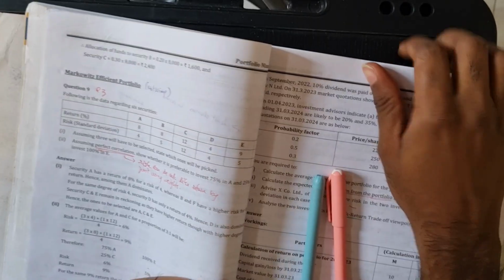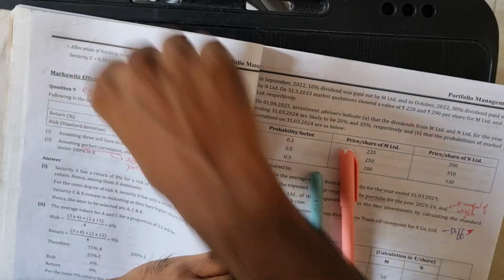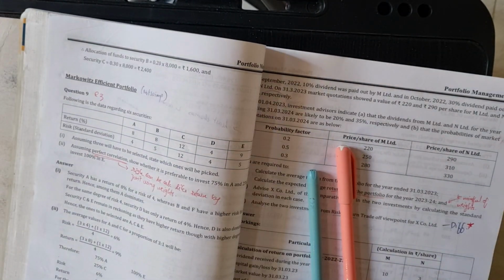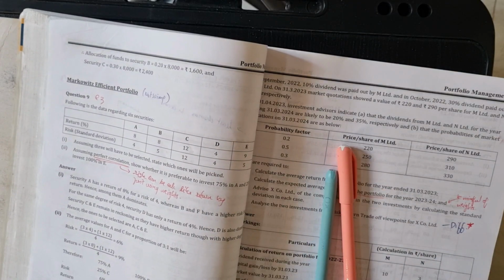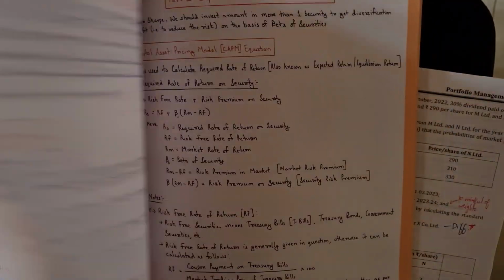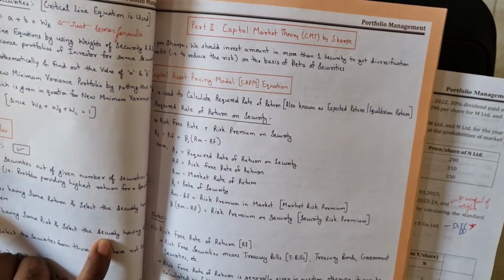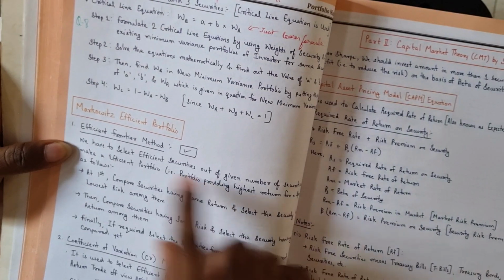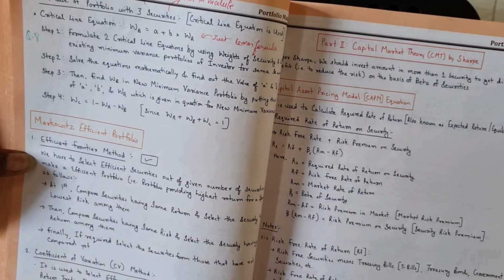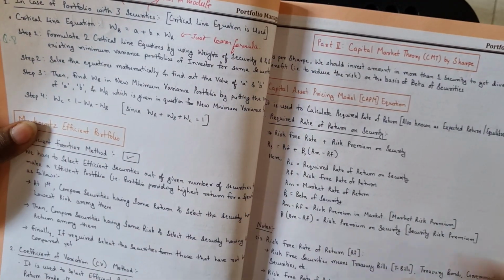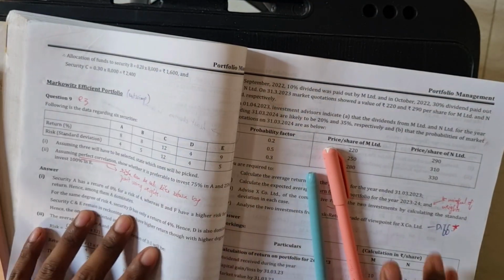What they are asking is, the following is the data regarding 6 securities, return and risk. In the last lecture I told you that I will explain the Markowitz efficient portfolio with the question only. See, we have to select efficient securities out of the given number of securities to make an efficient portfolio. So what securities should form part of it? That's what they are asking.